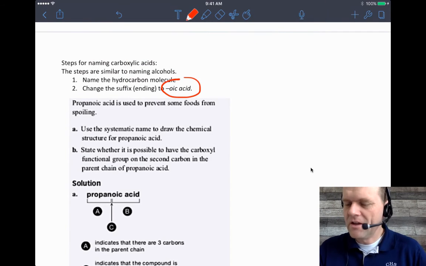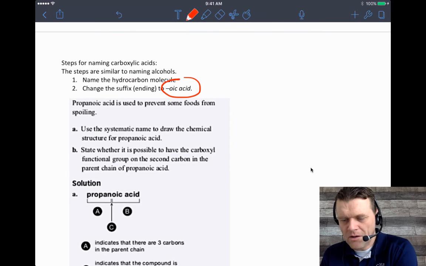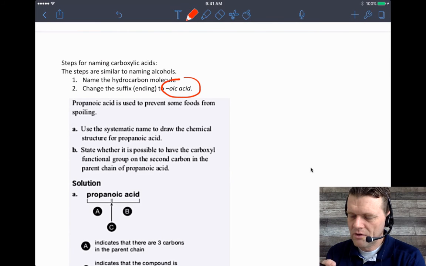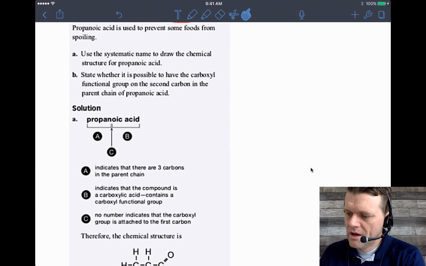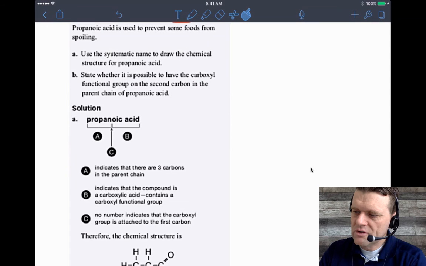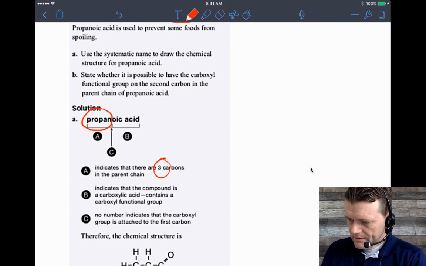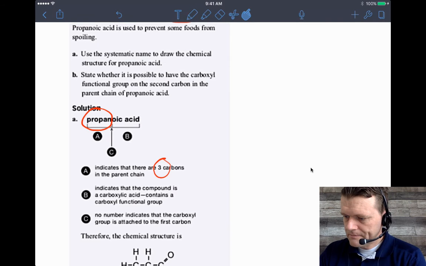This one right there, and then add the word acid. Okay, so this is how you name the carboxylic acid. It would have the base word plus OIC as the ending, and then the word acid. So propanoic acid: the propane part indicates that there are 3 carbons, and then the OIC tells you it's a carboxylic acid. Then you add the word acid after that.